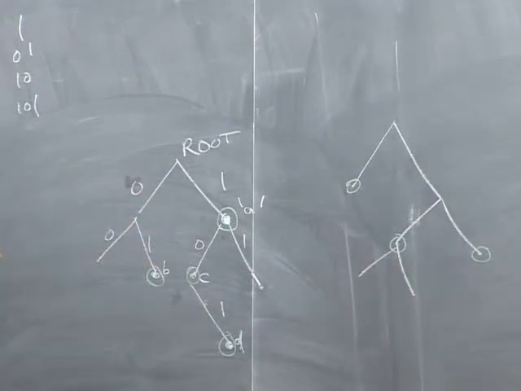No green circle is on the path to any other green circle. And a little thought should convince you that this makes the code instantaneous. We unambiguously know when we see a green circle, there's nothing below us, so we don't have to worry about having to look into the future to figure out what the code word was. So this is instantaneous and this is not.